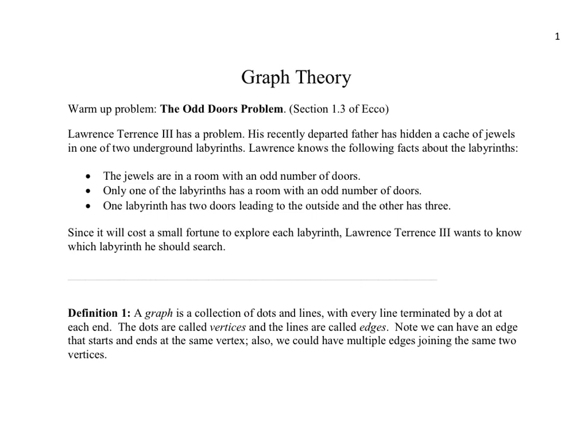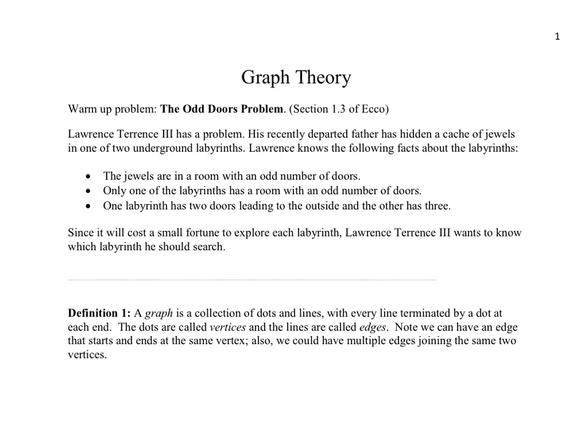To get us started, we're going to look at a problem from section 1.3 of the Puzzling Adventures of Dr. Echo. This problem is called the odd doors problem. So Lawrence Terrence III has a problem. He's recently had his father pass away, and his father was a bit of a mathematician. He hid a cache of jewels in one of two underground labyrinths.